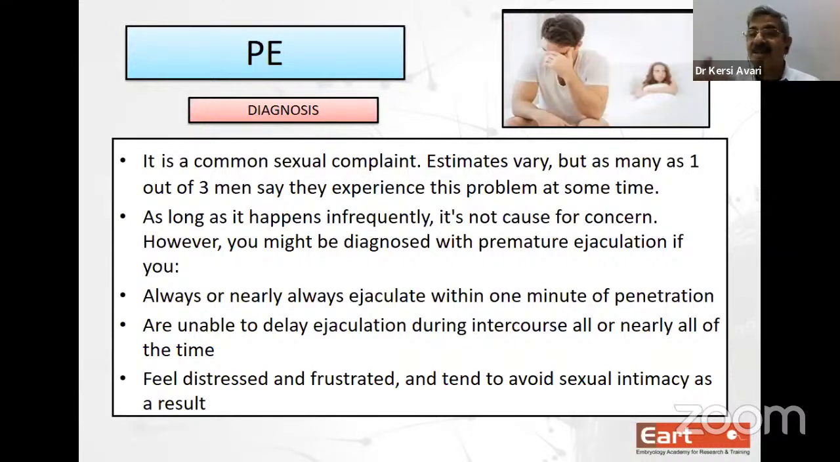This is where it happens over repeated intervals of time. Now, some are unable to delay the ejaculation. They have no control over it. I mean, of course, you don't have control over it, definitely. So ultimately, what happens at the end of it, they feel distressed and frustrated, and they try to avoid it rather than being embarrassed. So this is also one of the reasons.